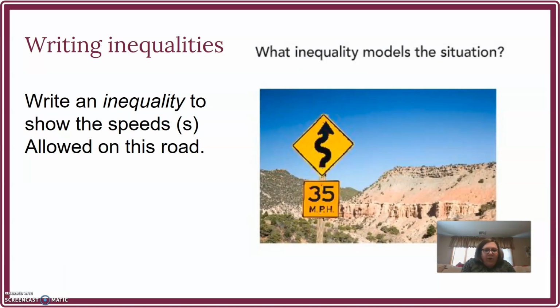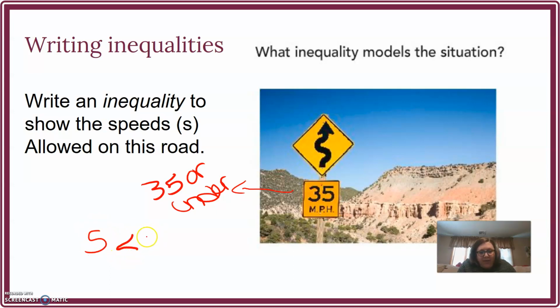All right, which inequality models this situation? Write an inequality to show the speeds S allowed on this road. So that sign says the speed limit is 35 miles per hour. That means you have to go 35 or under. So the fastest you can go is 35. If you're going 36, you could get pulled over. But if you're going 35, that's okay. So your speed has to be less than or equal to 35, because you can go 35. If you go 36, you're going to get pulled over. But if you go 35, they're going to say you're okay.